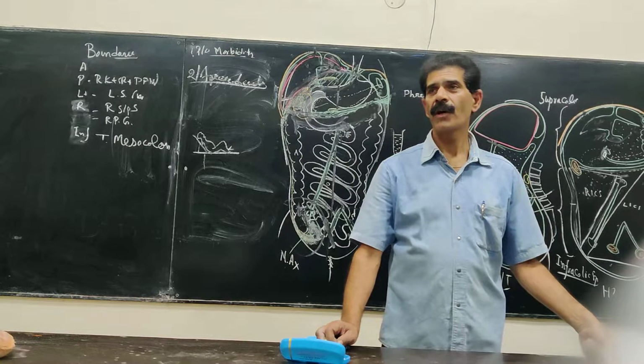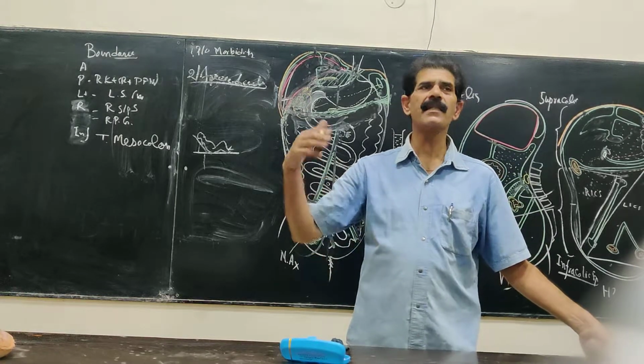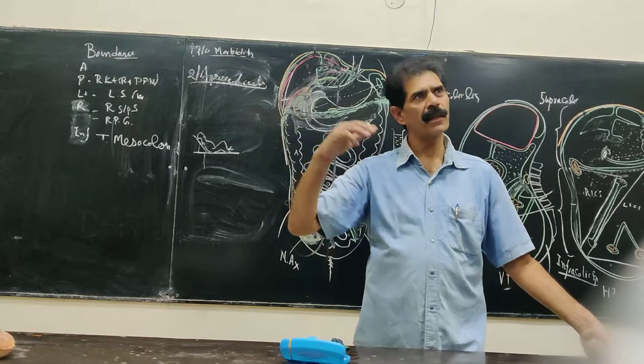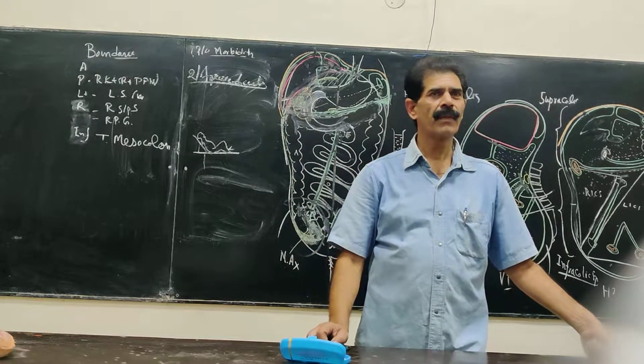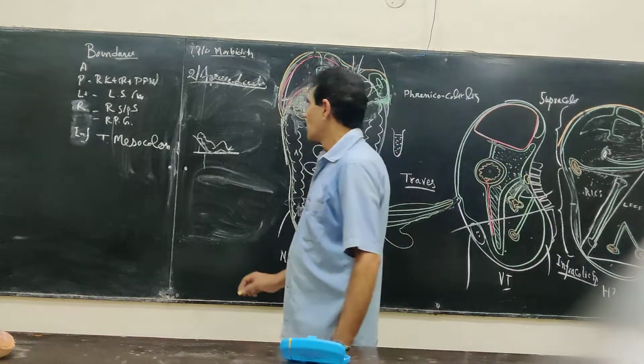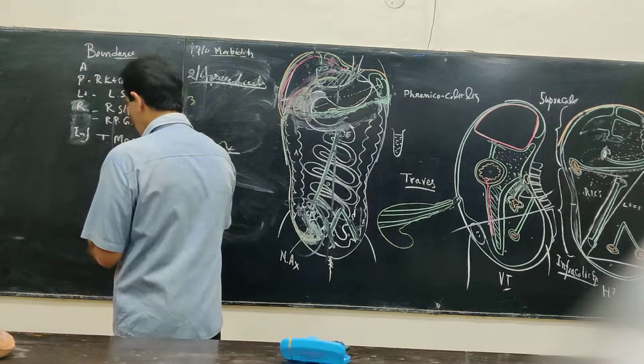So that is the clinical importance of Morison's pouch as well as the lesser sac. Whenever you are asked about the lesser sac, you can write the same thing. So this is it. Another thing is acute pancreatitis.